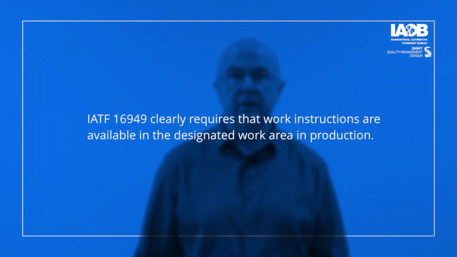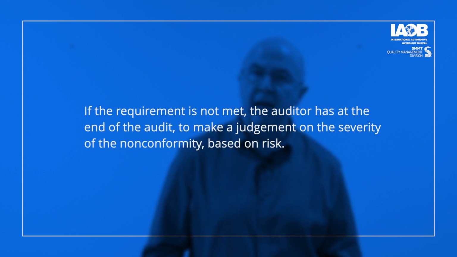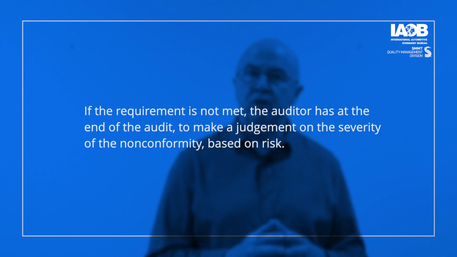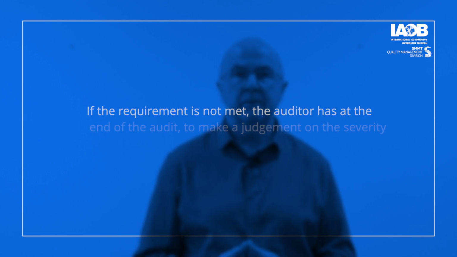However, if other instances were found in the audit, or any of the issues found gave a risk to the shipment of non-conforming product, this indeed then could become a major non-conformity. IATF 16949 clearly requires that work instructions are available in the designated work area in production. If instances are found where this requirement is not met, the auditor has, at the end of the audit, to make a judgment on the severity of the non-conformity, taking into account risk.